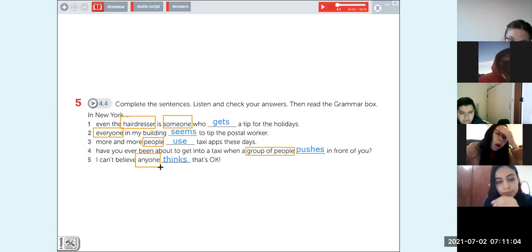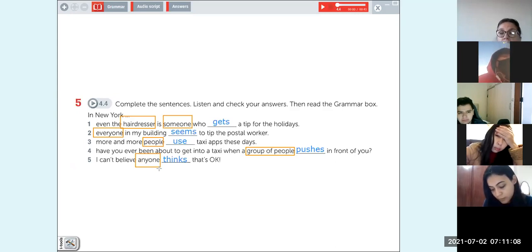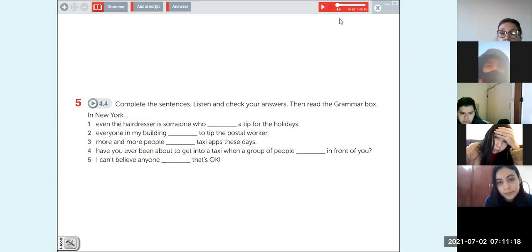So we are going to check the difference between these subjects that we have here and the verbs that we use for them. Okay, so pay attention. Try to pay attention to these sentences too, so you can answer some questions, okay? Let's see.